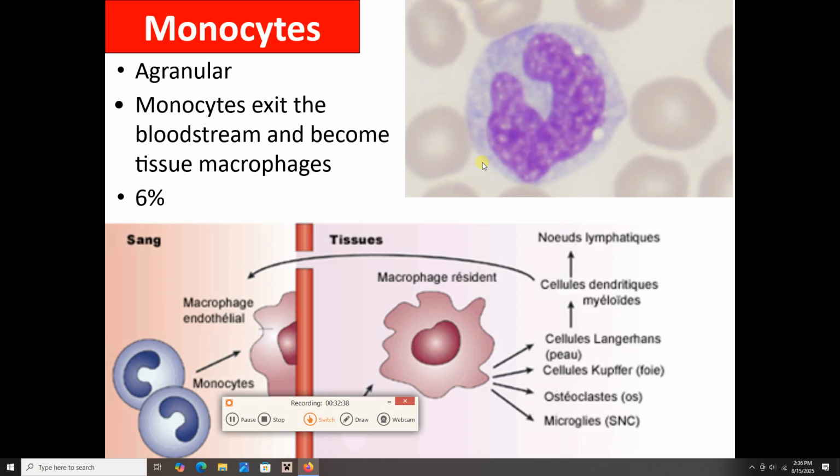Monocytes are agranular, big cells with these C-shaped, U-shaped, kidney-shaped nuclei. Monocytes leave the bloodstream. So monocytes are monocytes in the blood. They leave the bloodstream and then they become macrophages, the big eater cells that we mentioned in the spleen. And usually about 6% of our circulating white blood cells are monocytes.